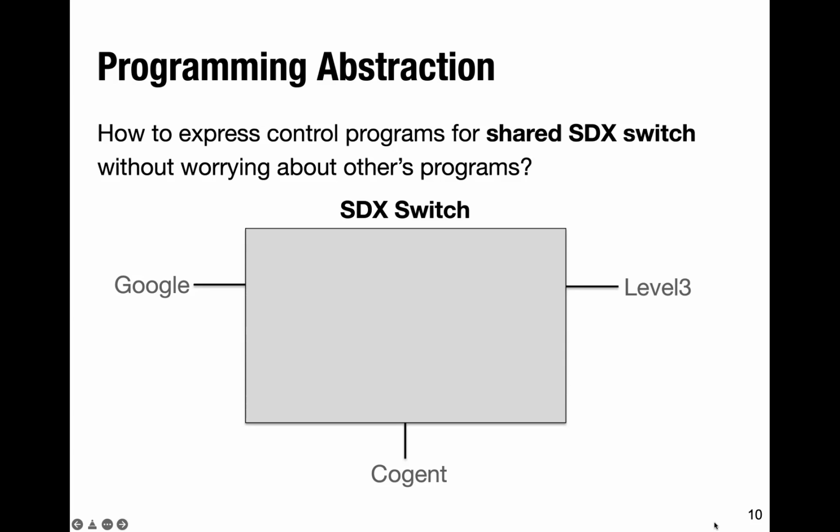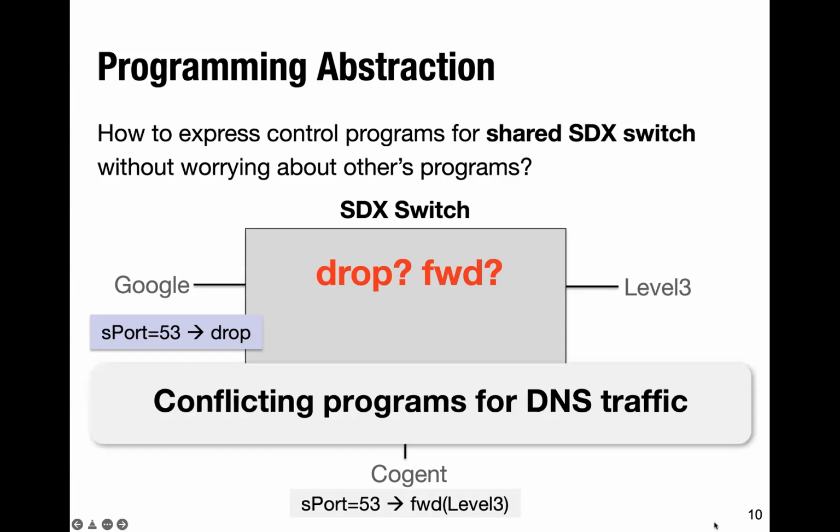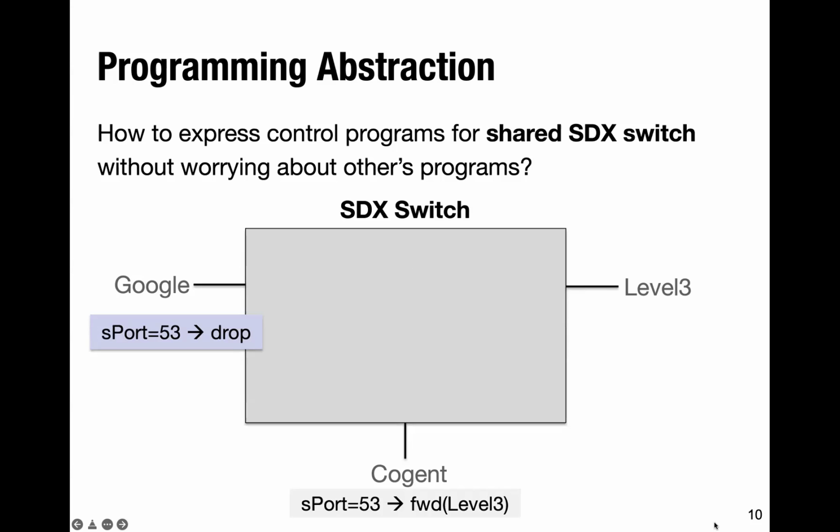So suppose we have this setup with three participants and we let them directly program the switch, right? Google says that when it is under attack, it might want to drop all packets coming from DNS, so if the source port is 53, maybe because it is under a DNS reflection attack, for some time it might want to drop that traffic, right? And Cogent has a policy that if there is traffic for port 53, it should be forwarded to Level 3, right?